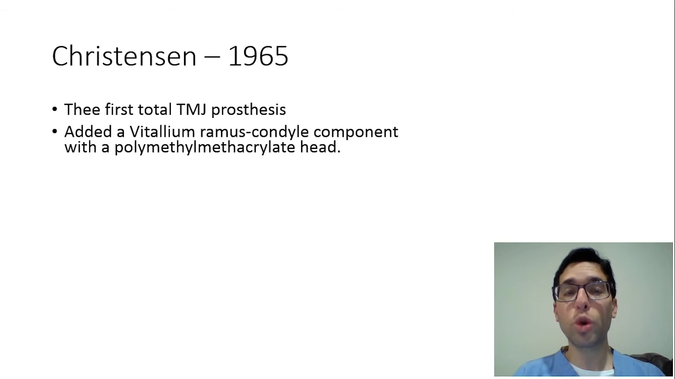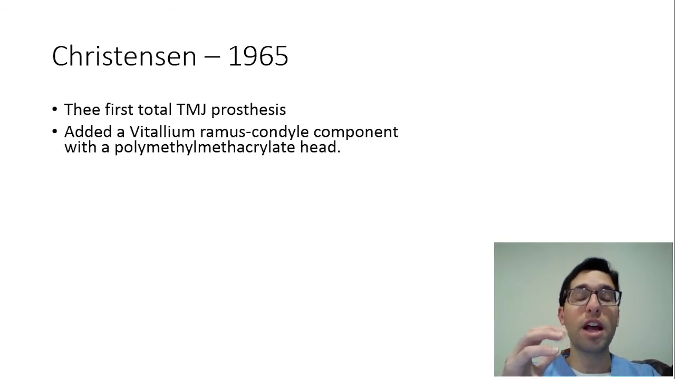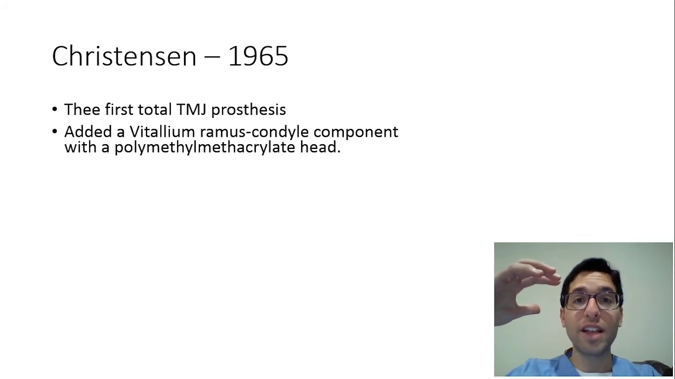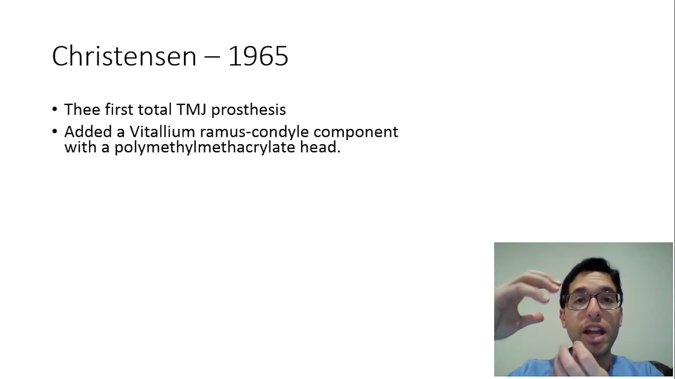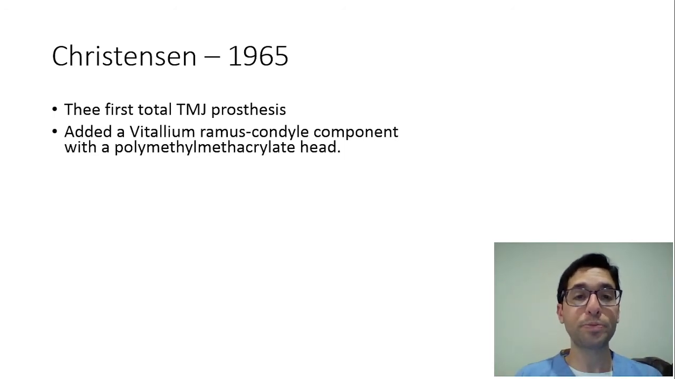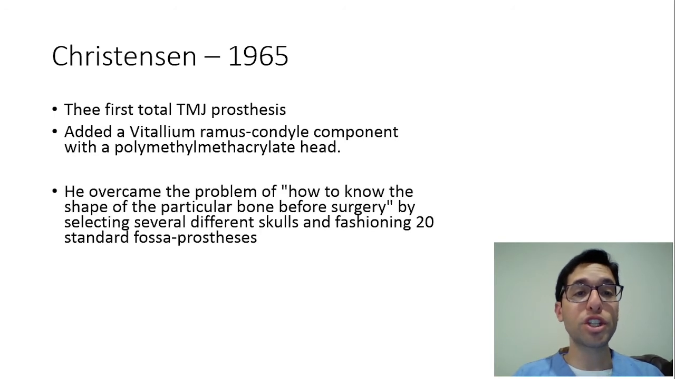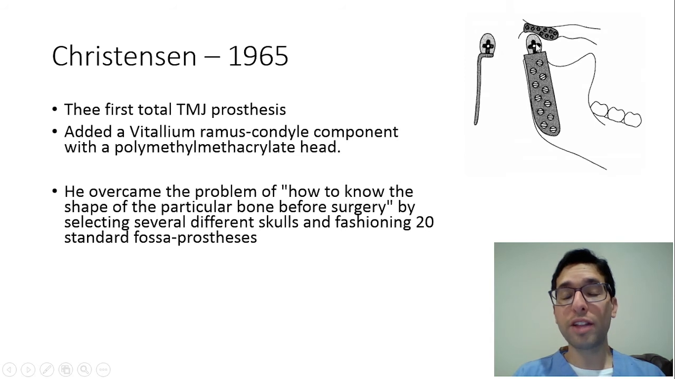And when we say total joint, what we mean by total is we're talking about two sides, right? Every condyle has both a glenoid fossa and a condylar head. If both of those are prosthetic, that's considered a total joint. So Christensen in '65 makes the first total joint. Initially, he was doing it out of polymethyl methacrylate. So the condylar head was polymethyl methacrylate, and this was Vitalium.